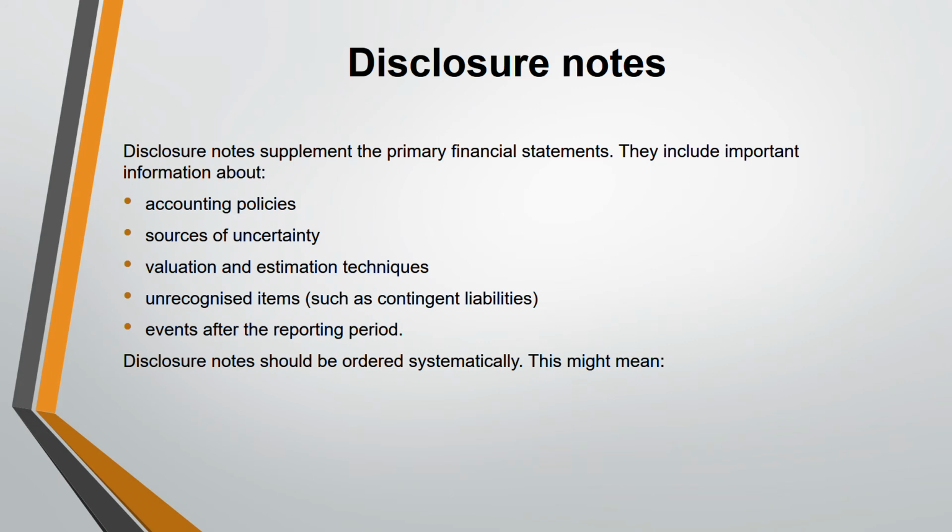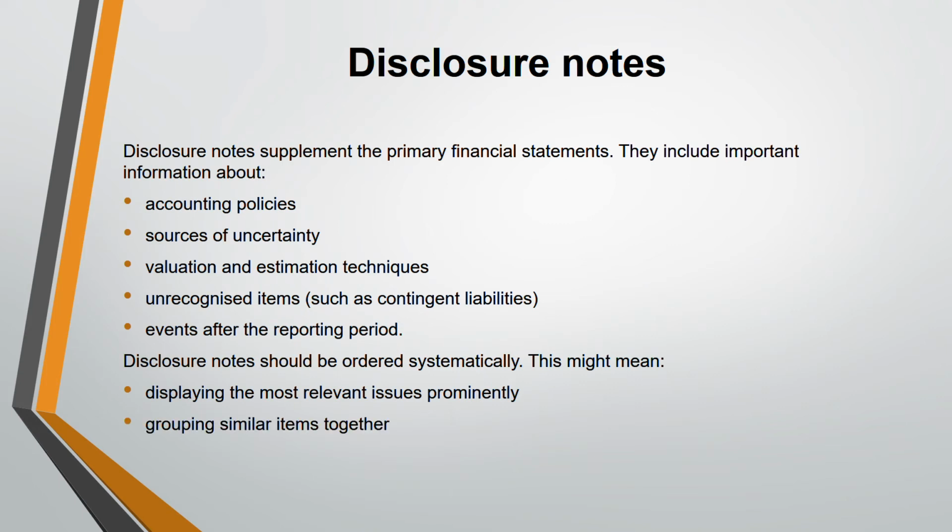Disclosure notes should be ordered systematically. Remember that, not in any order. So what does it mean? It means displaying the most relevant issues prominently. Most relevant issues first, least relevant issues later. Grouping similar items together. If items are similar, group them together and present. Don't write it separately.